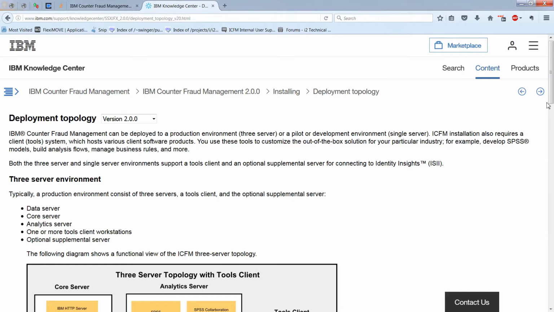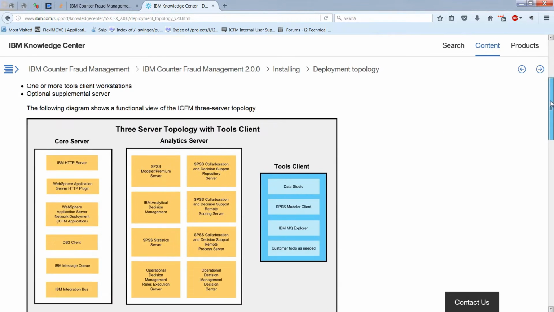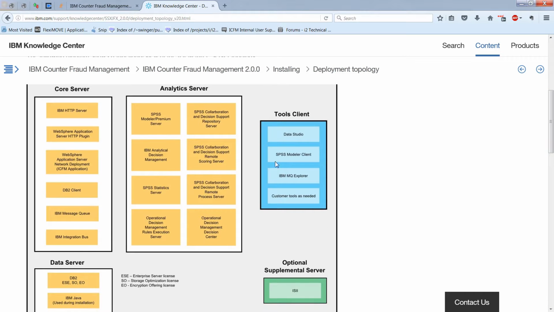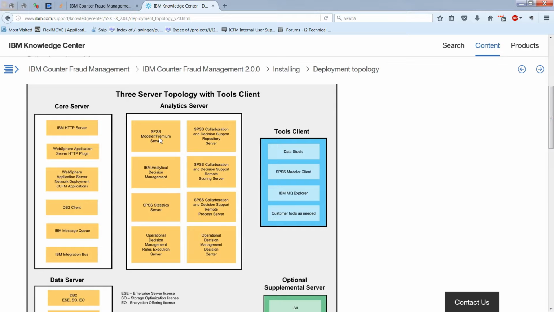And then as another practical example, do you remember we had talked earlier about the IBM Knowledge Center? Well, here, if you go look at the IBM Counter Fraud Management ICFM deployment topology, and you look at this diagram, notice that we have the core server, the analytics server, and the data server. But you have to imagine, these are actually VMs. So you have really VM1, VM2, VM3, and then potentially, and actually pretty likely, VM4, and then also VM5. Well, look specifically here at the analytics server where you see the SPSS Modeler Premium server.